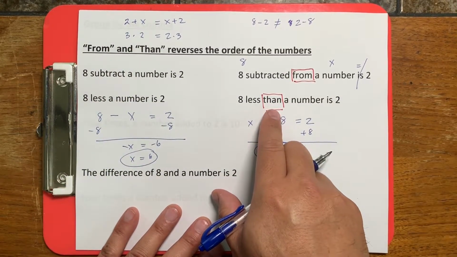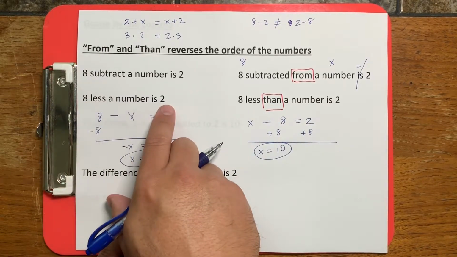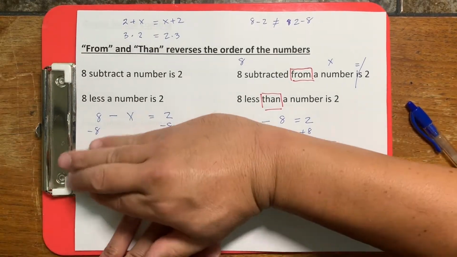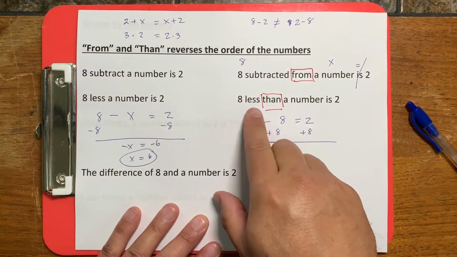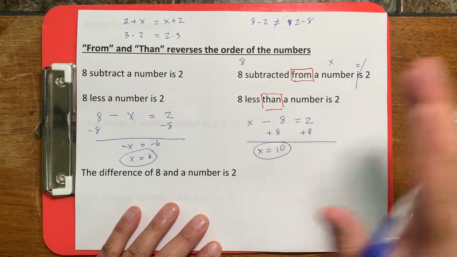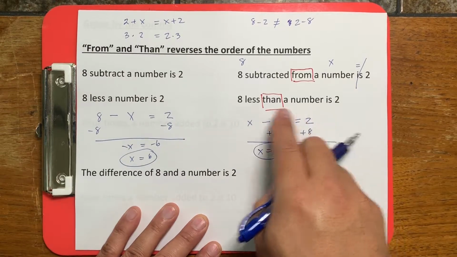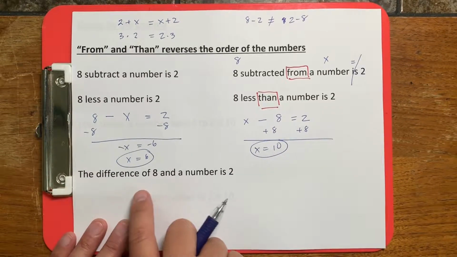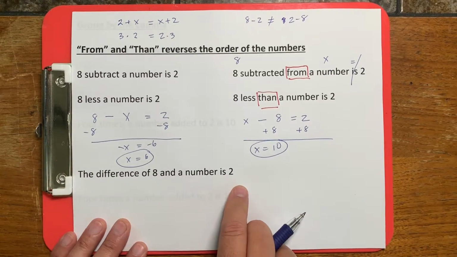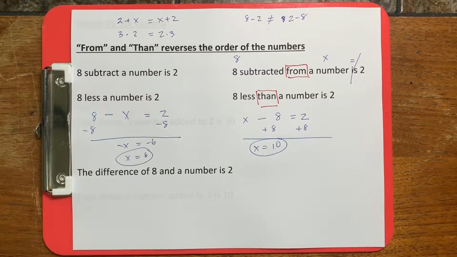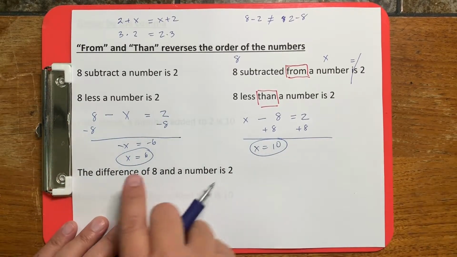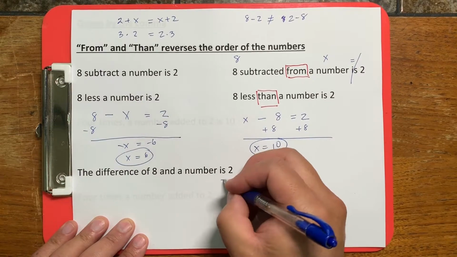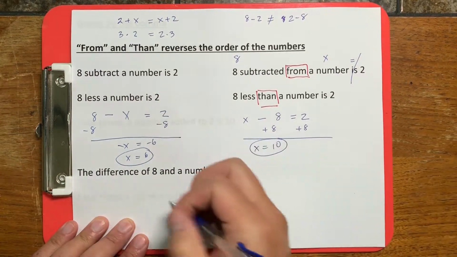Now, this is how than is used. If we have 8 less a number is 2, there is no word than or from, so we keep the same order. Then over here, because we have the than, we're going to reverse the order. The x will come first, and then the 8 will come second. If we have something like this, the difference of 8 and a number is 2, do we keep the same order or do we reverse the order? Well, I don't see the word from or than, so I will keep the same order because there's no from or than.